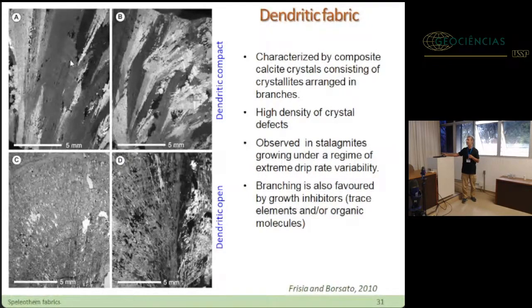And you can see that the fabric is a kind of boxwork of branched crystal, and we can have a fully open dendritic. In this case, we have no fluid inclusion, it is just voids, or a compact dendritic in which the porosity is partially filled by calcite. This is one of the worst fabrics to work with because it's very prone to recrystallization, it's very prone to uranium leaching, so it's better to avoid if you have it in your record, especially for uranium-thorium dating.